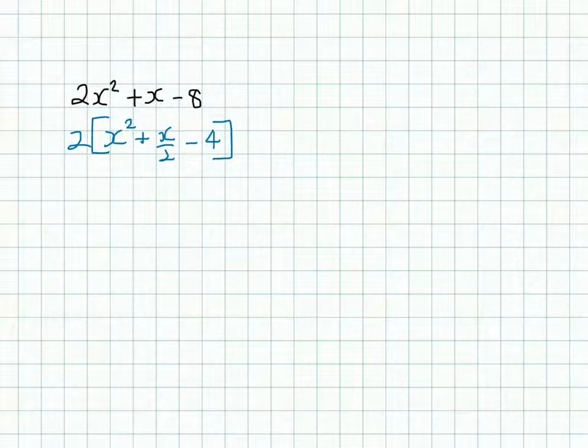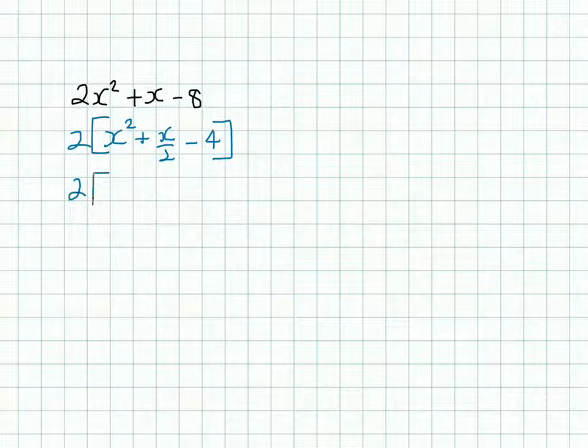So I've brought the 2 outside. If you want to double check, you're going to see that 2 times x squared will give me back 2x squared. 2 times x over 2, or a half x, will give me back x because the 2's will cancel out. And 2 times minus 4 is going to give me minus 8. Now that the coefficient of x squared is 1, I can carry on completing my square using all the techniques I've shown you from before.